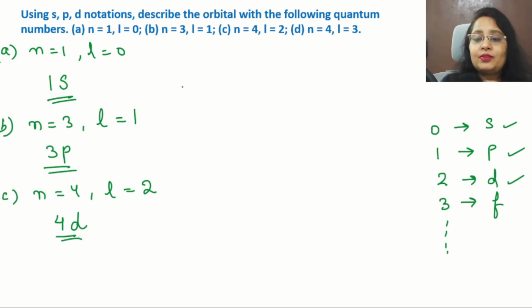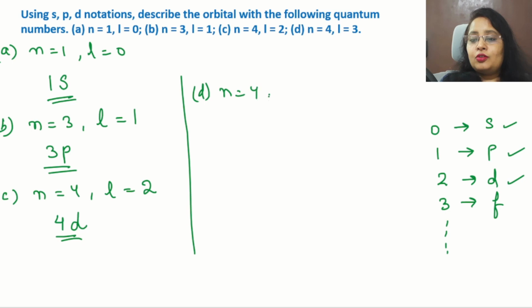In the same way we can go with the last one, D. n is equal to 4 and l is equal to 3. So the principal quantum number is 4, so the shell number is 4, and the azimuthal quantum number l is 3. It means the notation is f. So we can write 4f. So here comes the answer for all the 4 questions.